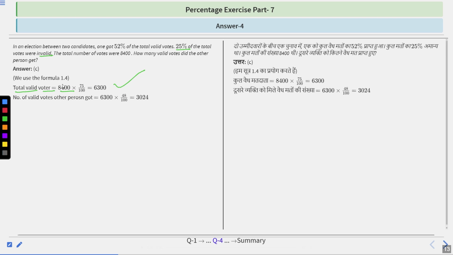Now, the question says that of two candidates, one got 52%, so the other person got 48%, because the total valid vote should be 100%. So if one person got 52, the other person will get 48%. So what will be 48% of 6,300, which is 3,024. C is the correct answer. Next one.